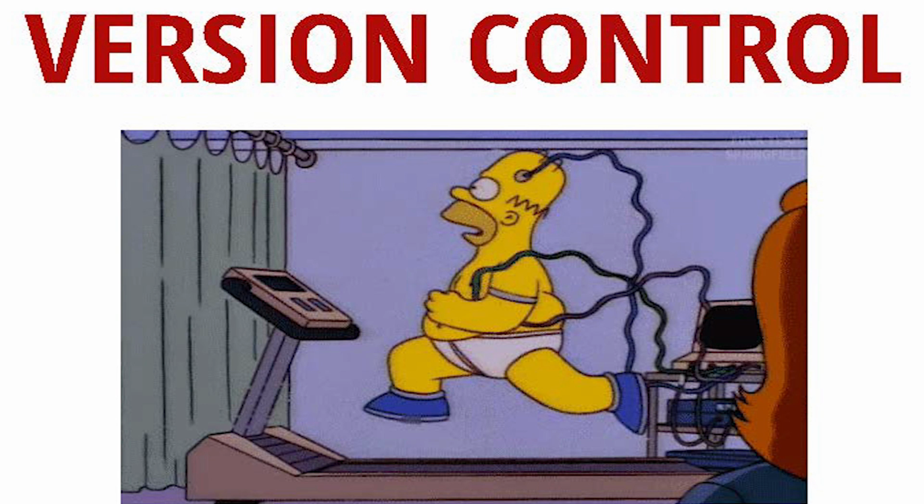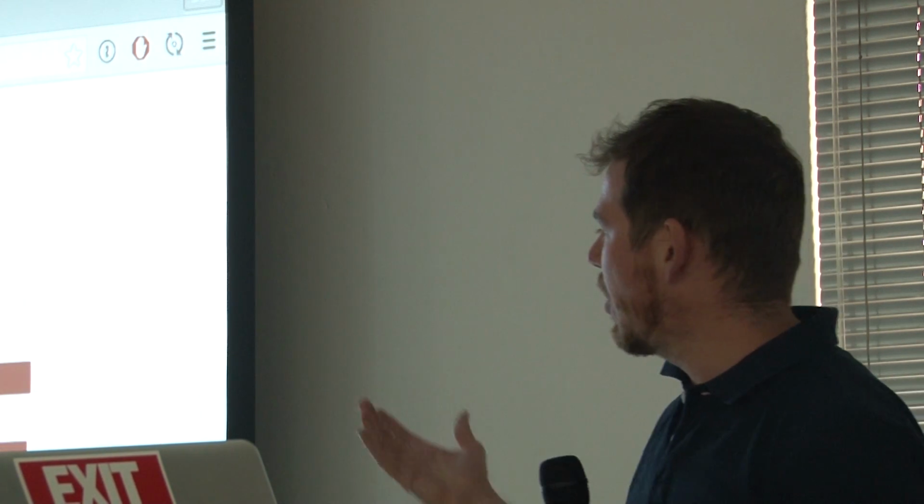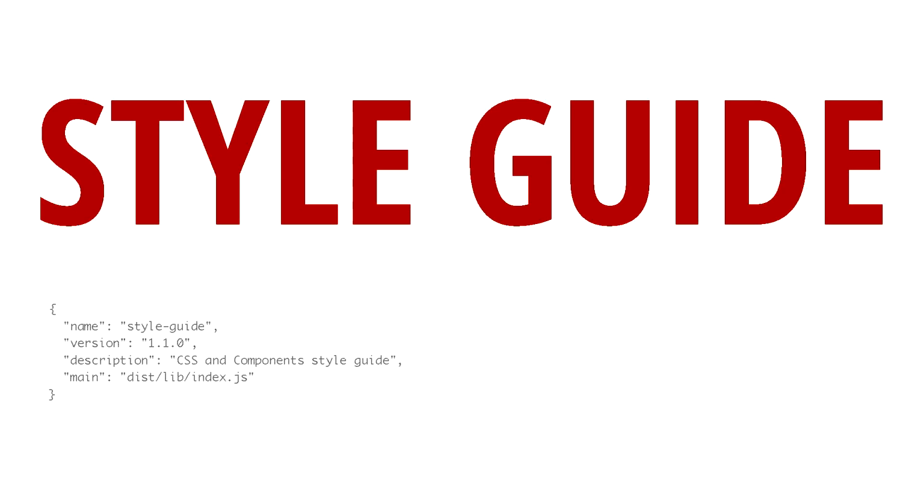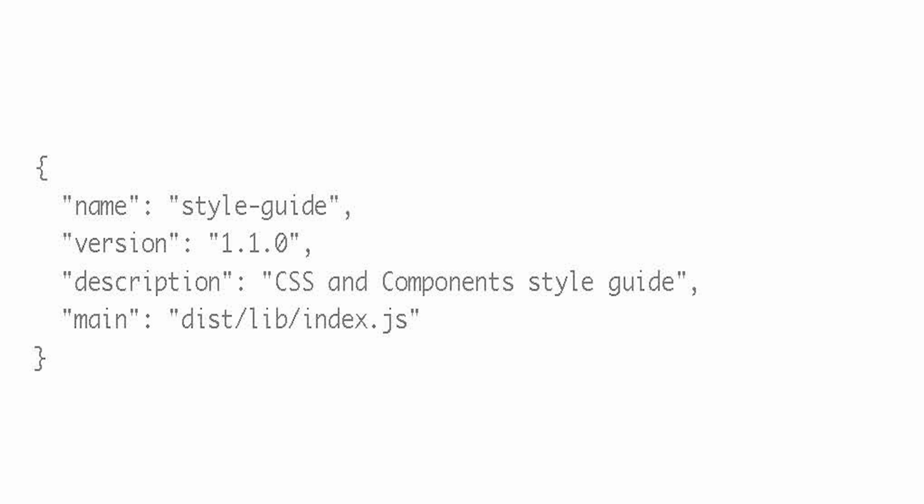You want to make sure that the version this application works with is locked down. If anyone makes any changes to anything, it doesn't affect any applications that are running in production. And if you're using something like NPM, this is really trivial to do. In your component library or style guide, you just define your package.json, set a version if you want to, and a bit of a description so everyone remembers what it is.